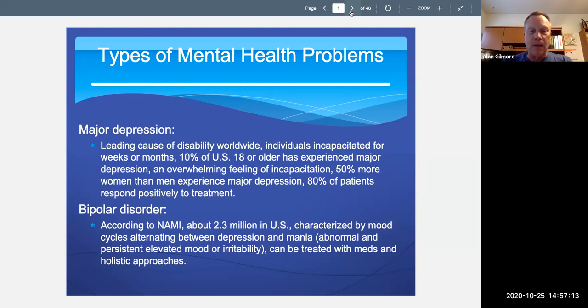Abnormal and persistent elevated mood or irritability. During their mania period, they may be quite irritable and sort of easily kicked off. Can be treated with meds and a holistic approach.